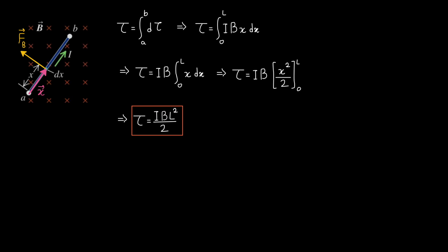Evaluating our integral at the given limits, we get torque equals I B L squared divided by 2. Note that this result can be expressed as I times B times L multiplied by L over 2. I times B times L is the magnitude of the magnetic force acting on the entire bar. And L over 2 is half of the length of the bar. So this is equivalent to calculating the torque of the magnetic force I B L applied at the center of the bar.